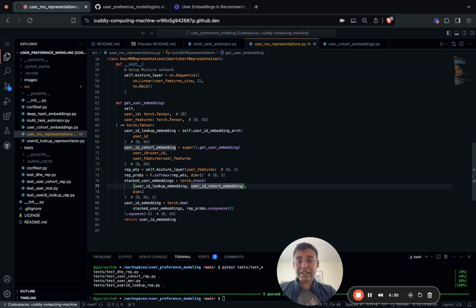Now, in practice, when you're implementing this, I encourage you to add tensorboard logging for these probabilities, the rep probs, so that you can observe how they are changing over time, and whether you see a pattern of them being more or less for power users. So there's a fair bit of validation analysis you could do here.